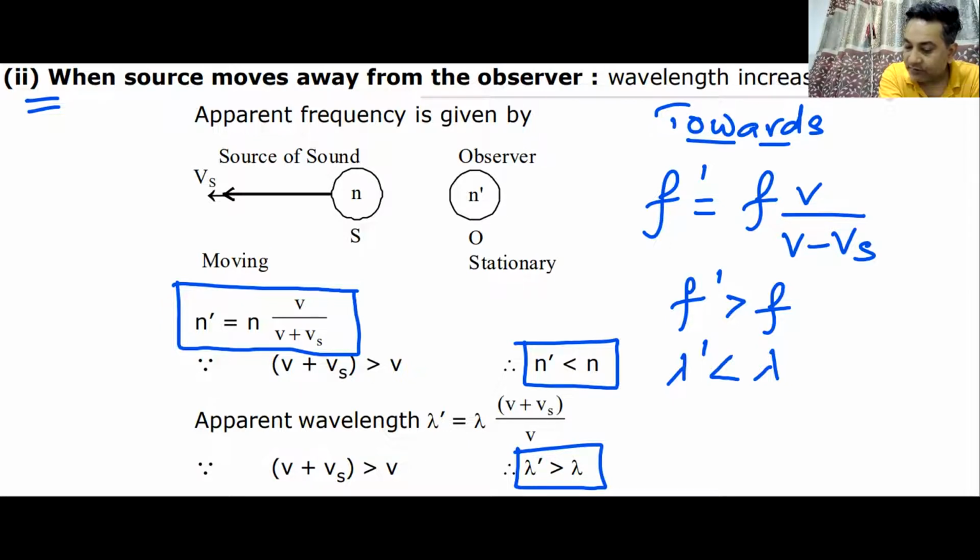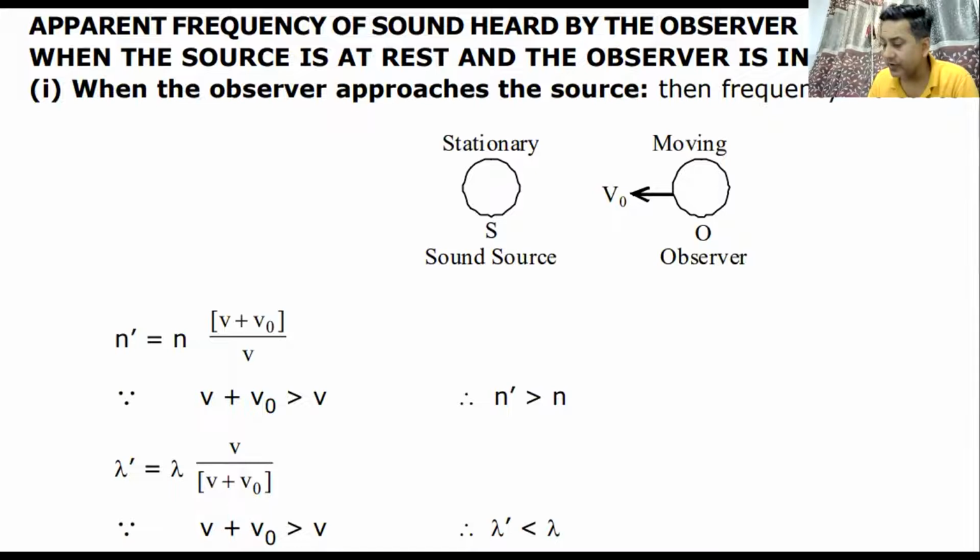In the earlier cases, the source was moving and the observer was stationary. In the coming cases, the opposite is going to happen. The source of sound would be at rest, but the observer would be in motion. Do we understand this? Yes or no? Yes, sir.